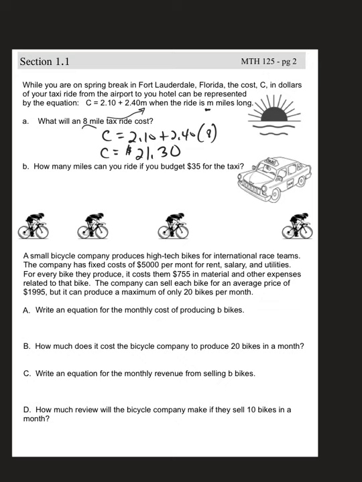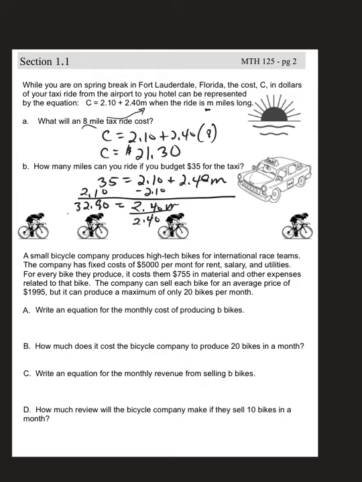B, how many miles can you ride if you budget $35 for the taxi? So I'm going to plug 35 in for C, because C represents the cost. 35 equals $2.10 plus $2.40 a mile. And I need to subtract $2.10 from both sides. That will leave me with $32.90. And then if I want to get M alone, I have to divide both sides by $2.40. This is going to give me, for miles, 13.7.